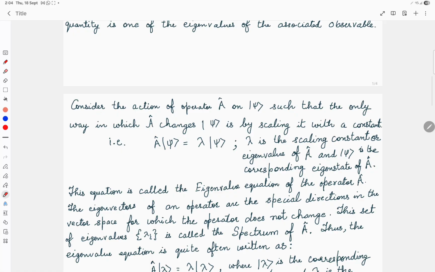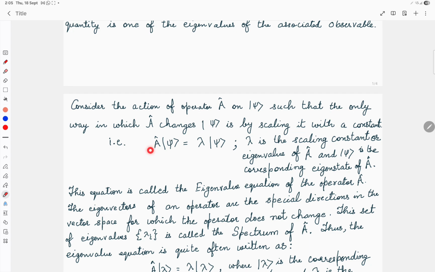Now consider the action of an operator. Let us consider an operator A, and let us consider the action of operator A on ket psi, such that the only way in which operator A changes ket psi is by scaling it with a constant.